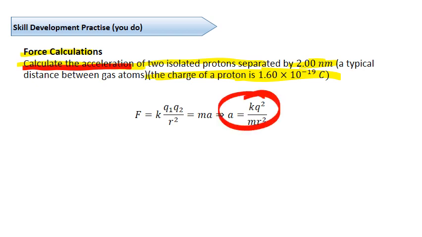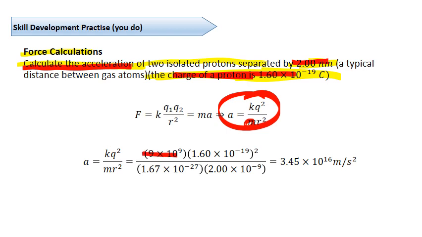we should get something that looks like this, where acceleration is equal to K multiplied by the charge. Now, because we're dealing with two protons and they both have the same charge, I'm just going to call that Q squared, whole thing divided by mass of a proton, and then the radius between them, which is 2 nanometers. As I stated before, the mass of a proton isn't actually given to us here. You'll have to find it in your data book.